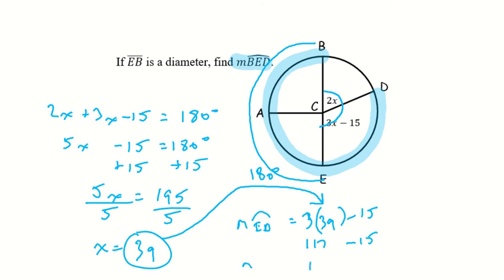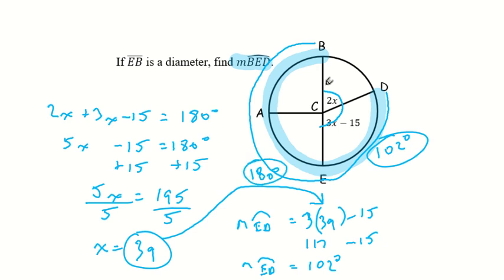The measure of arc ED equals 102 degrees. Now, when we add the 102 and the 180, we will have the measure of arc BED, which is 282 degrees.